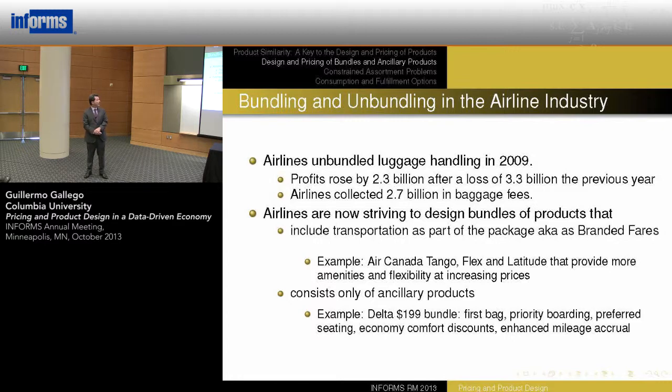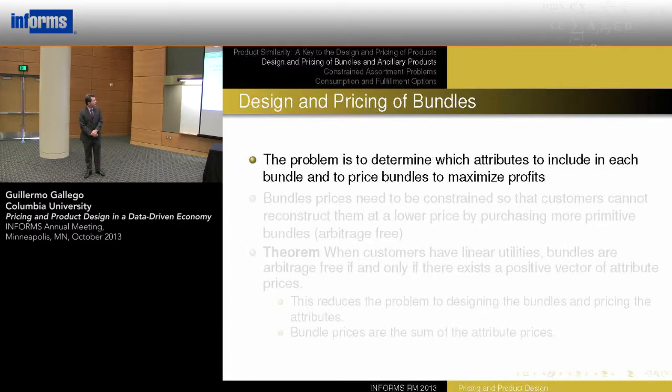So how do you design these things? The problem is to determine which attributes to include in each bundle and to price the bundles to maximize profits. So when you have a combinatorial number of bundles that you can design and an infinite number of prices, the problem really seems very complicated.